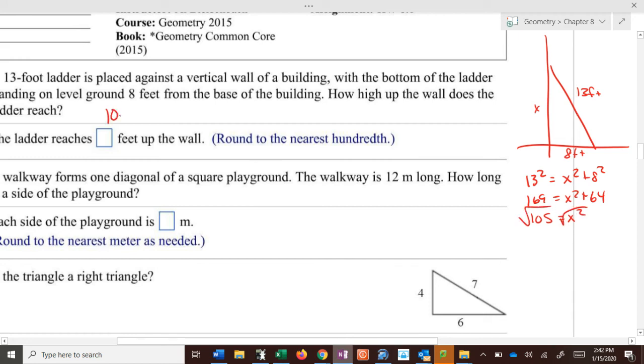That's 10 point what? Square root of 105. It says round to the nearest hundredth. That's 2 decimal places. Are you sure it's 25 or is it 24? So then it's 10.25. Okay?